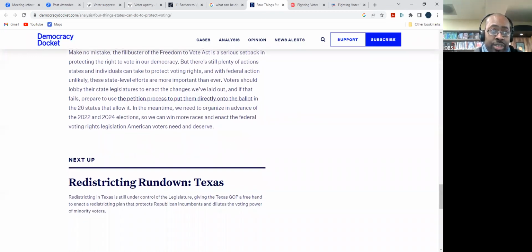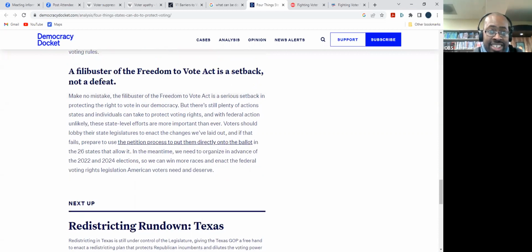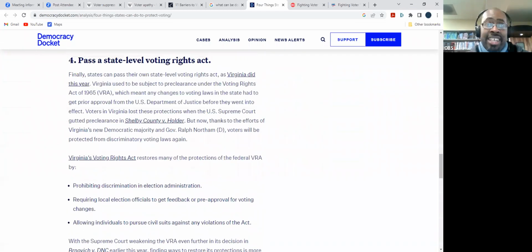So we already had a 2022 election, and I thought that a lot of organizations have done a really good job with that, especially in states like Georgia. We also need to concentrate on the 2024 election so that we can win more races and enact the federal voting rights legislation American voters need and deserve. So these are some things that states can do.